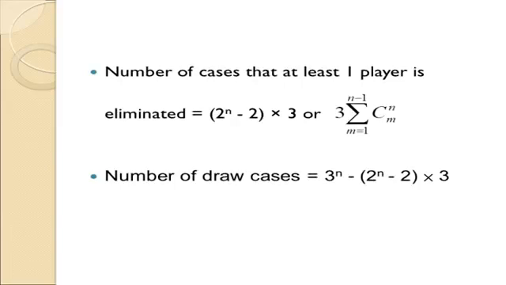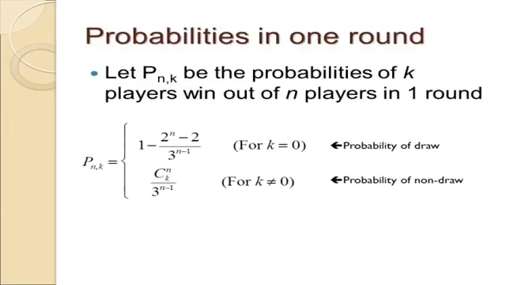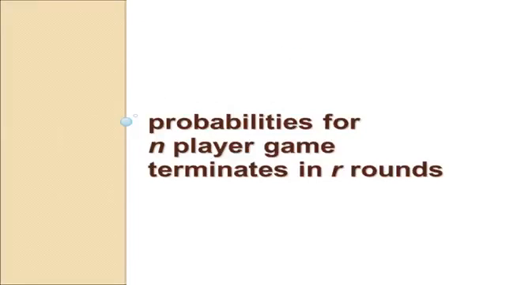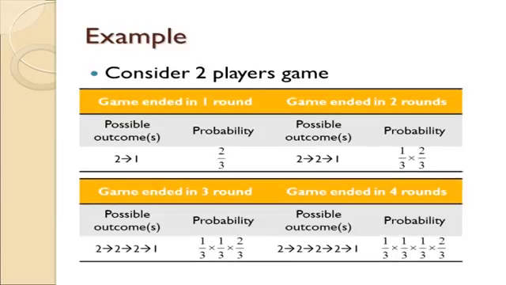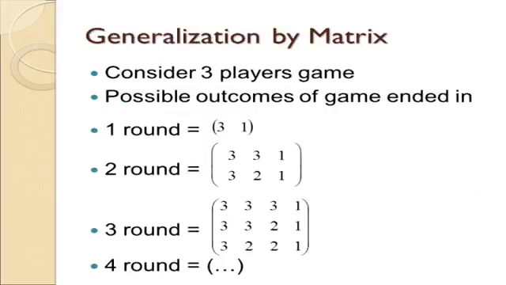There are two ways to find the number of non-draw cases. And by that, we can further find the number of draw cases. Now we let a function Pnk to find the probabilities of both cases and get these two equations. With these functions, we are able to find the probabilities for n players terminates in R rounds. Considering a two-players game, the table shows the possible rounds with its corresponding probabilities from 1 to 4 rounds.